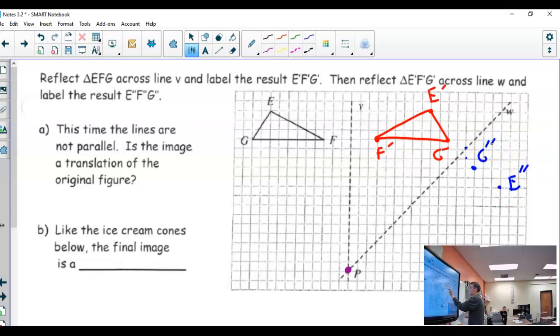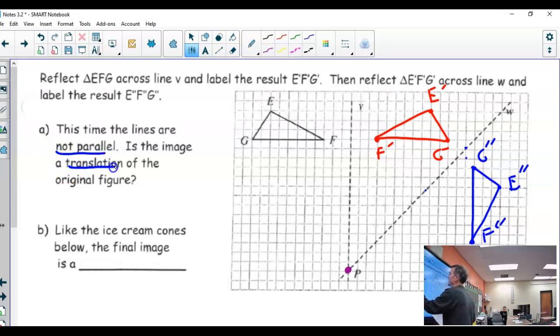And the F goes 1, 2, 3, 4, 5.5. Half, 1, 2, 3, 4, 5. And down here is the F double prime. And when I reconnect those, I get that. All right, this time the lines are not parallel.